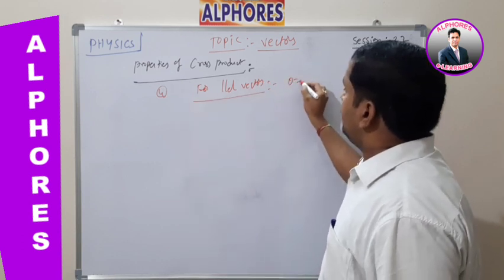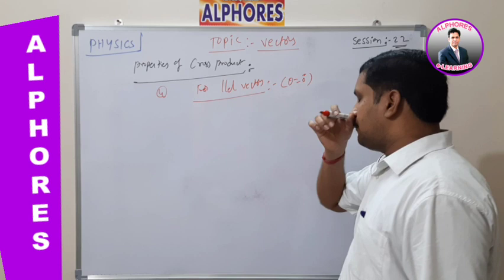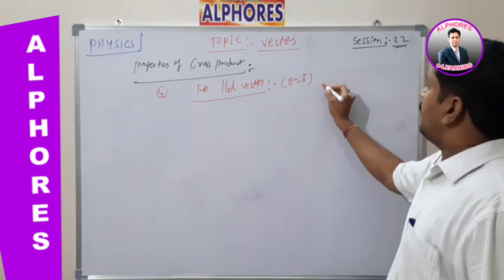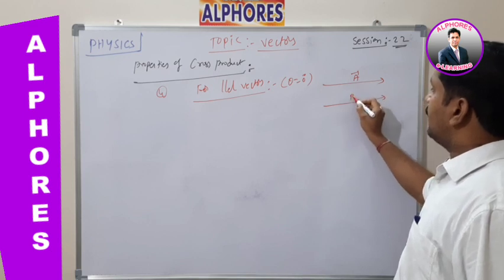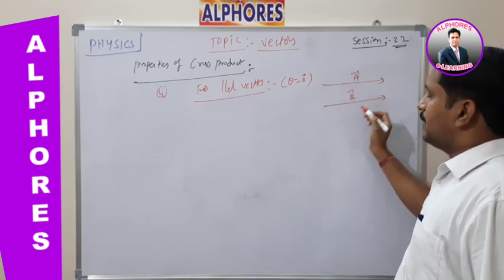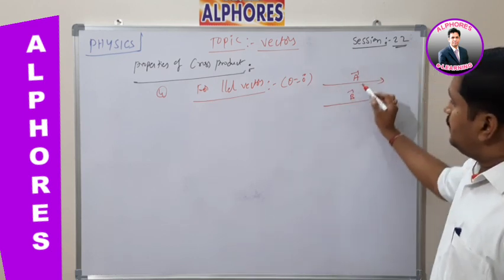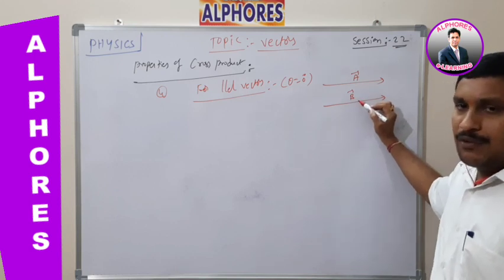Parallel vectors means theta is equal to how much? 0 degrees, we know already. What is meant by parallel vectors here? Let us say I am taking this as one vector, and this is some other vector which are parallel, oriented in the same direction. That means these two vectors are directed in the same direction. What is the value of theta here?